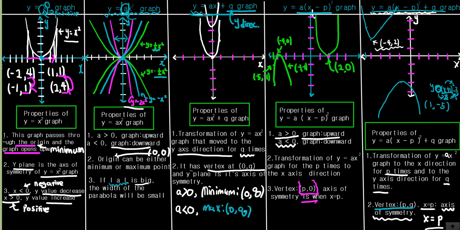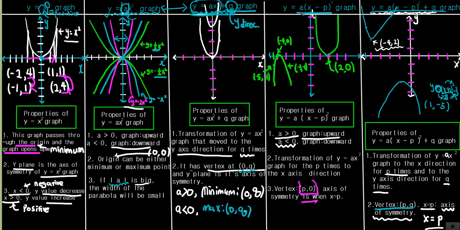And for y equals a x squared plus q, the y equals a x squared is the same as this quadratic function, but all we did is transform it, which means we moved its quadratic function graph in the y-axis direction by q. And it is going to have a vertex at (0, q) as we have proved.